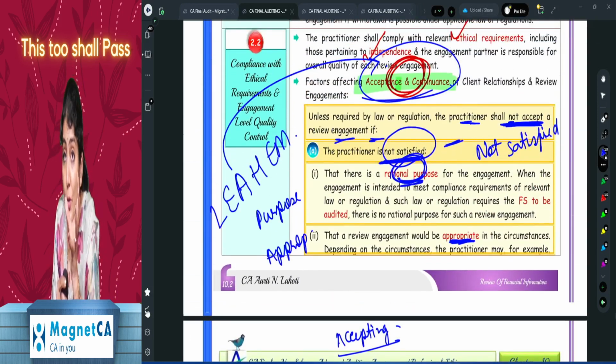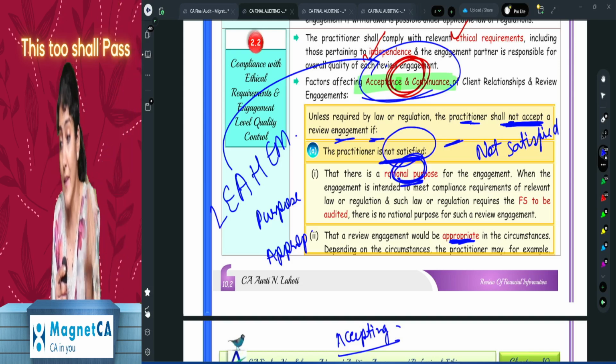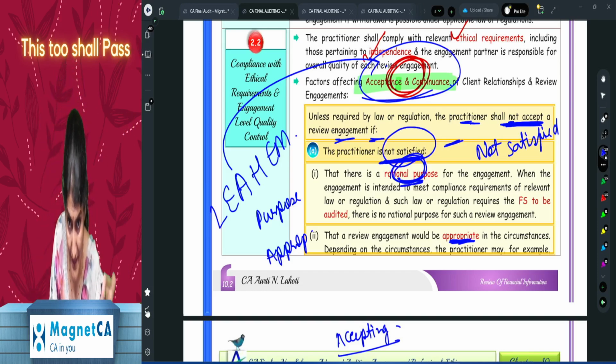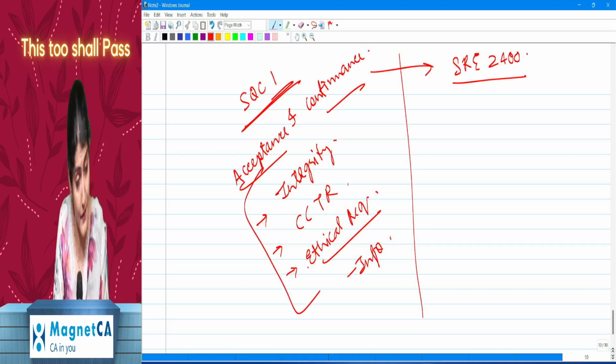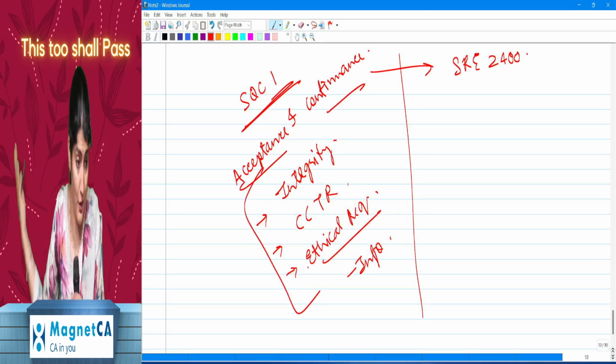Now what happens? You read acceptance and continuance, you write down the points of SQC 1, and it's a question from review. You will not get the marks in the exam. You understand? That's why I've made the comparison here. Okay, acceptance in SQC 1, these are the 3 points. And now in SRE 2400, rational purpose and all of that.